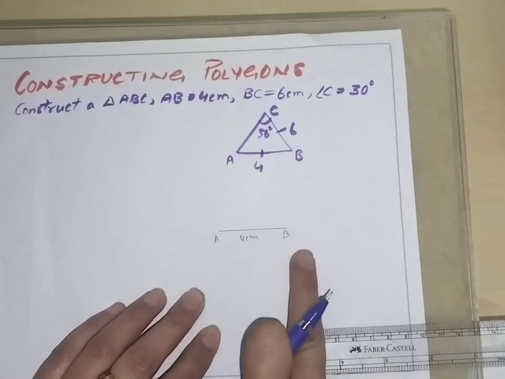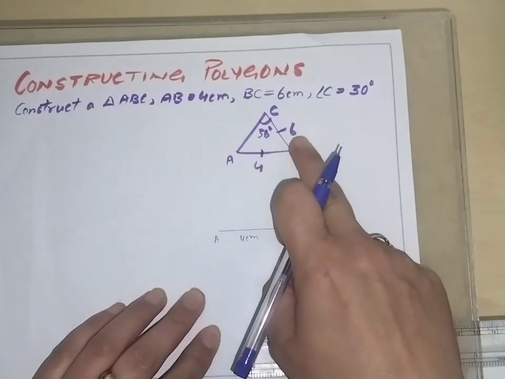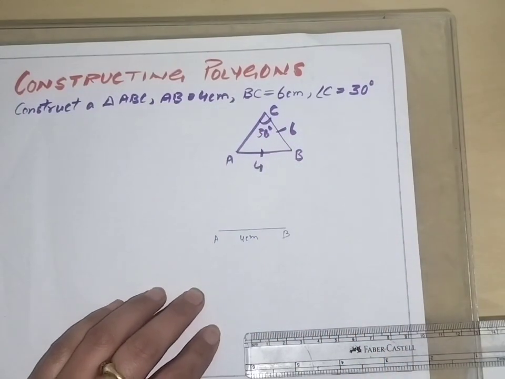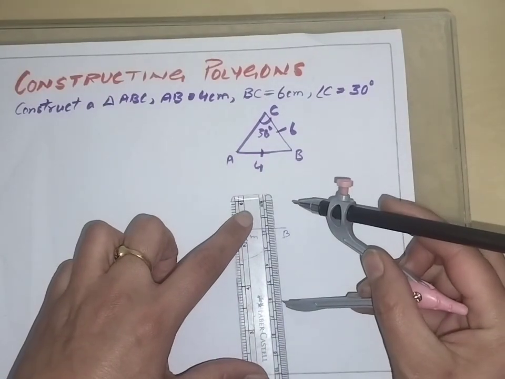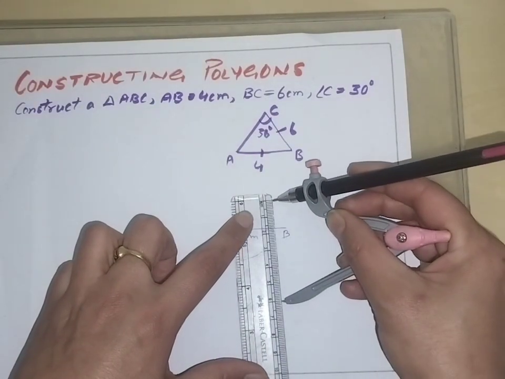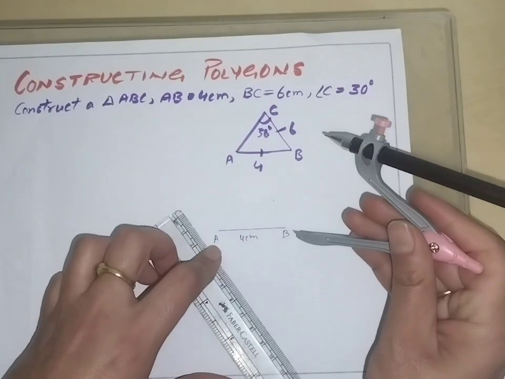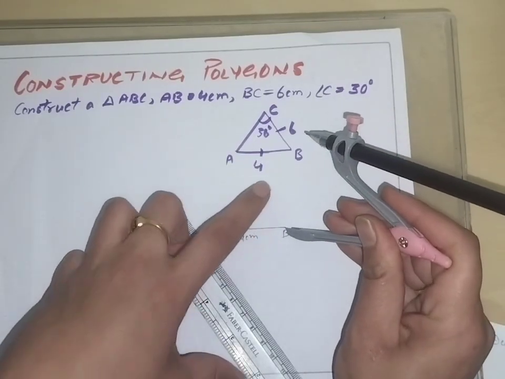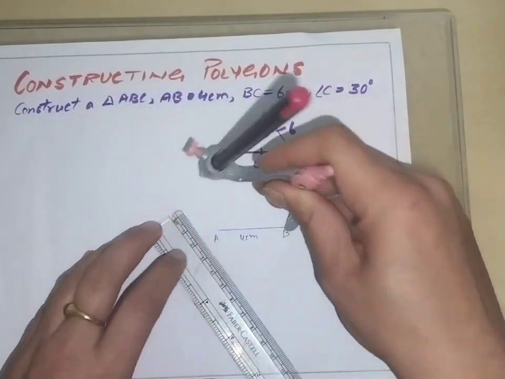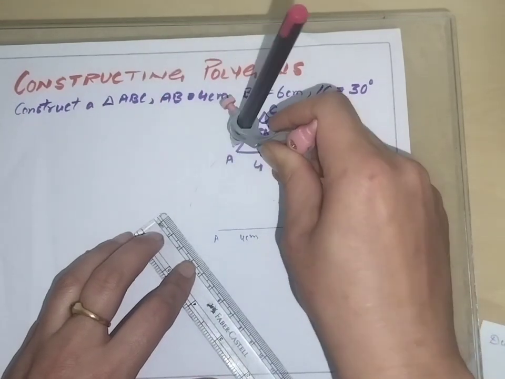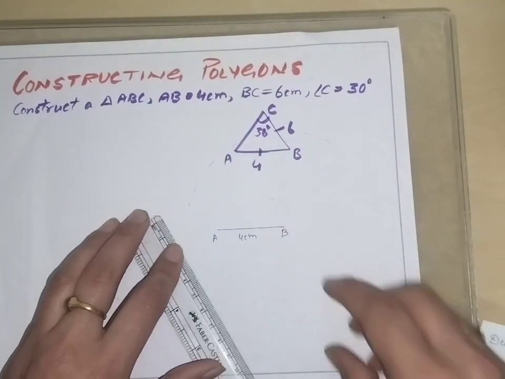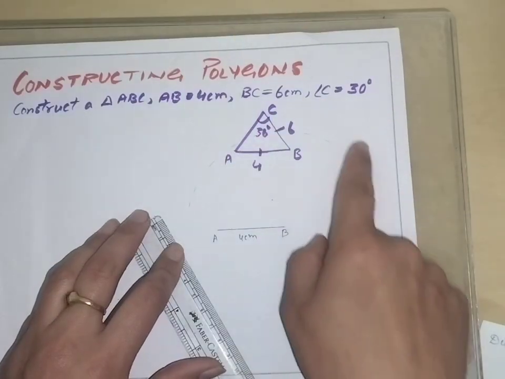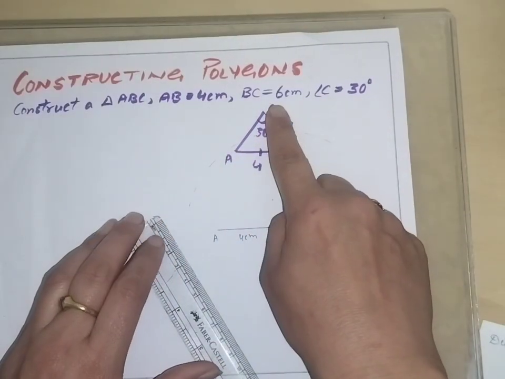So we have A and B in the scene. We have to find out C, and C is 6 centimeter away from B. So let's open this compass to be 6 centimeter. Now, there are many points which are 6 centimeter away from B. Infinitely many points, in fact a whole circle. So which one is C?